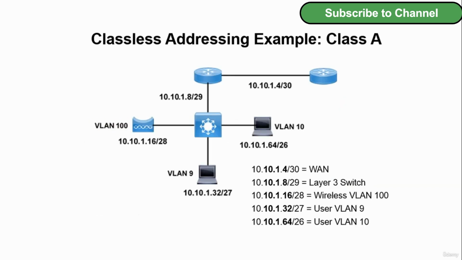And addressing is the same thing. I've got variable masks based on the number of hosts that are required for each VLAN, and that's pretty much all there is to it. This time I'm just using a class A address to do the same thing.